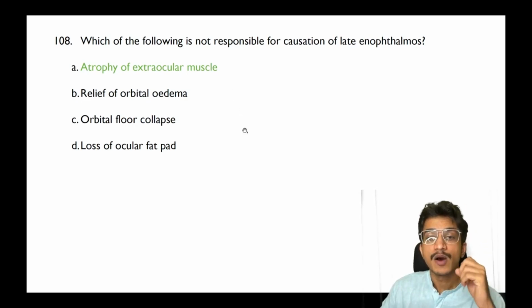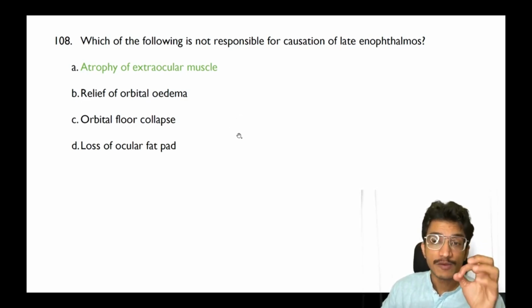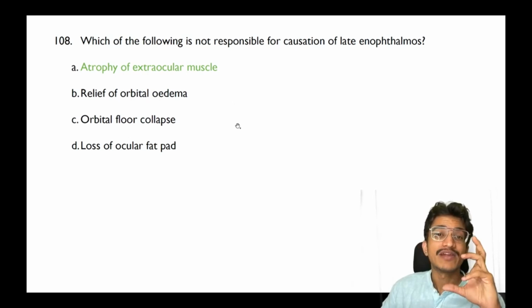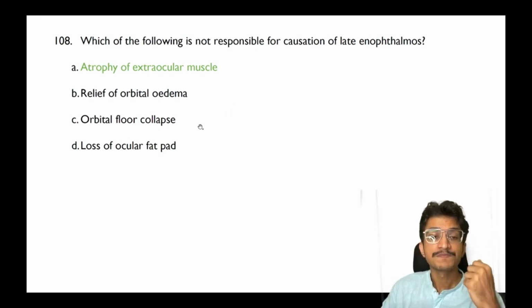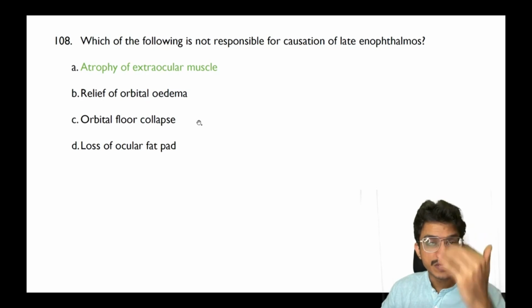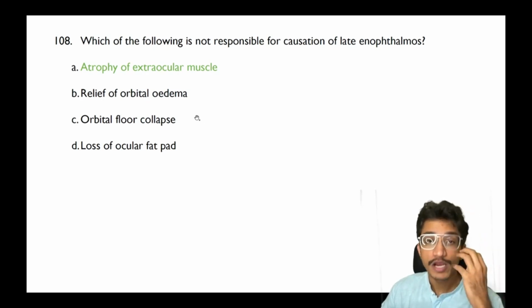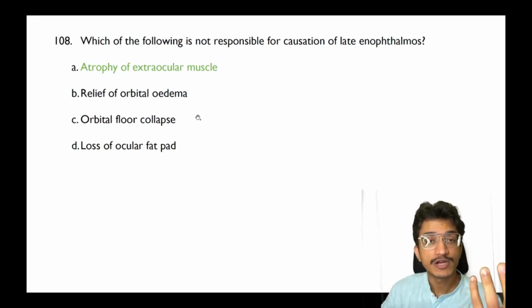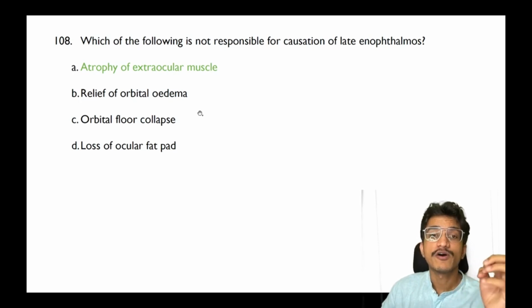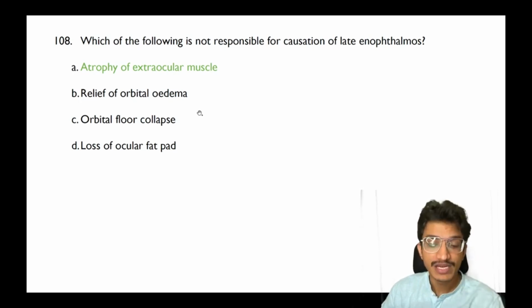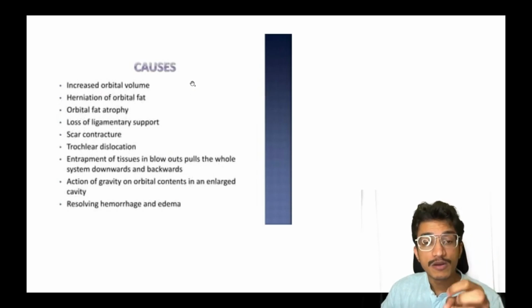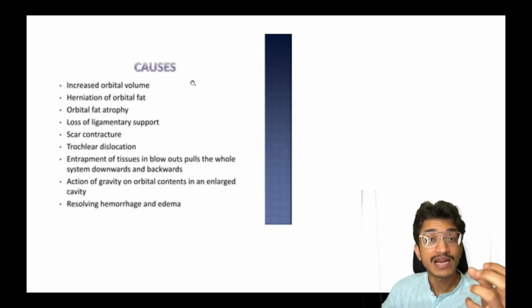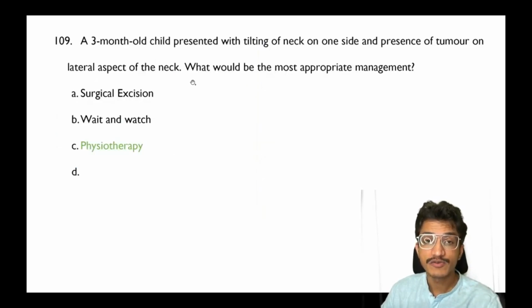Now, not responsible for late enophthalmos. One is that when edema occurs and it resolves, then enophthalmos can be visible sometimes. Orbital floor collapse, so obviously it will lead to enophthalmos. Ocular fat pad loss will also lead to enophthalmos, but atrophy of the extraocular muscle will never lead to late enophthalmos. The causes are either increased volume, herniation, or orbital fat atrophy. Fat atrophy can lead to it, but not extraocular muscle atrophy, so the answer should be that.